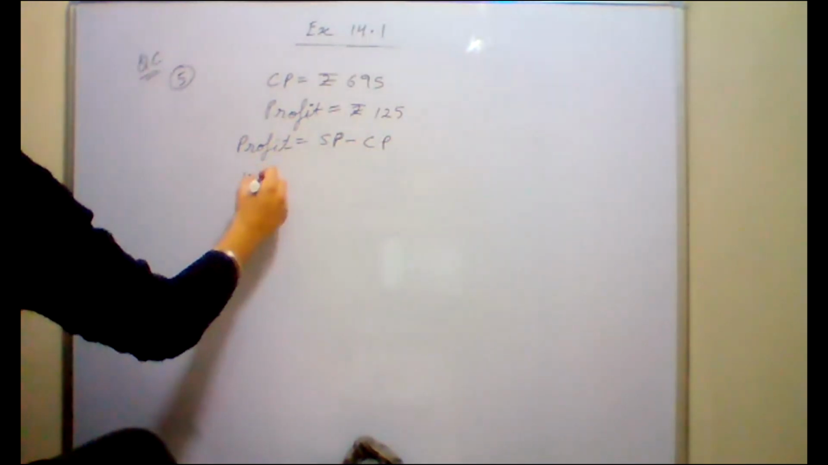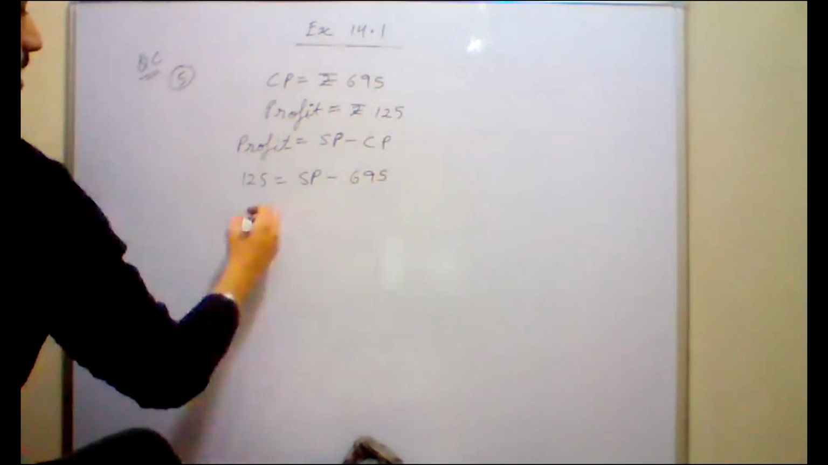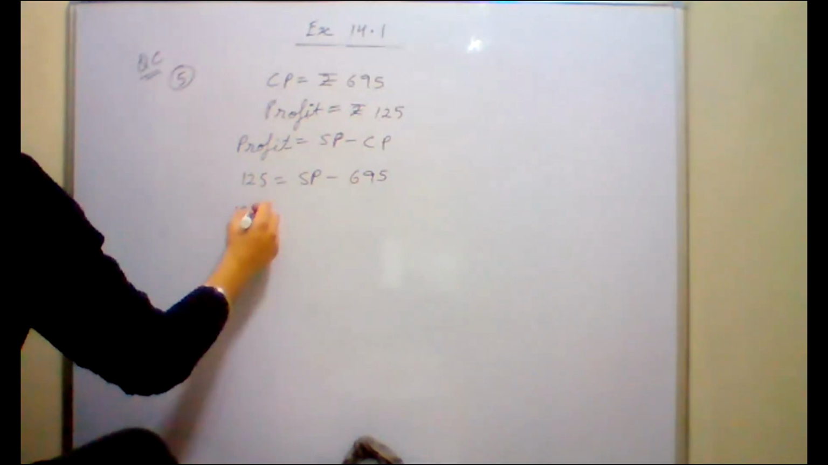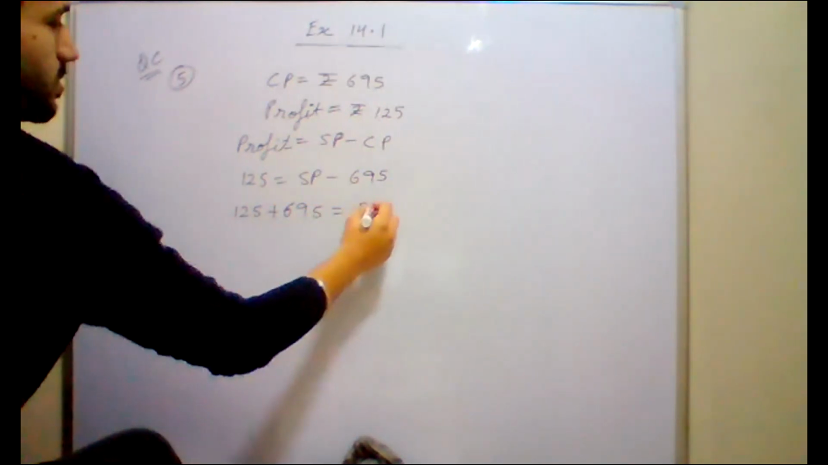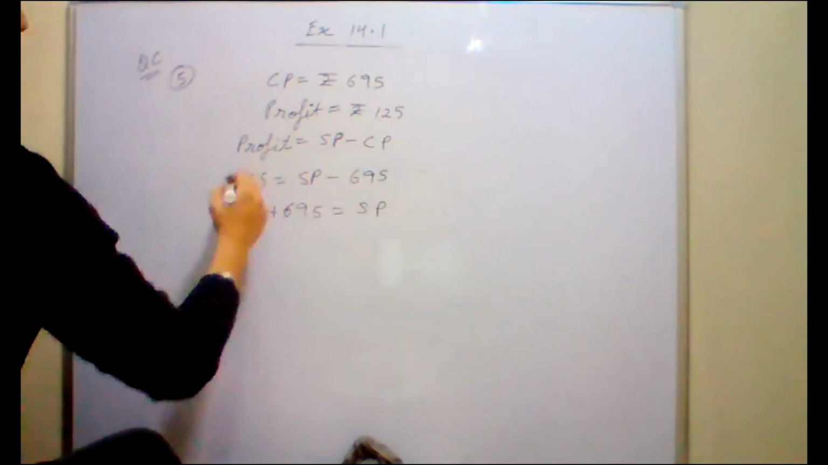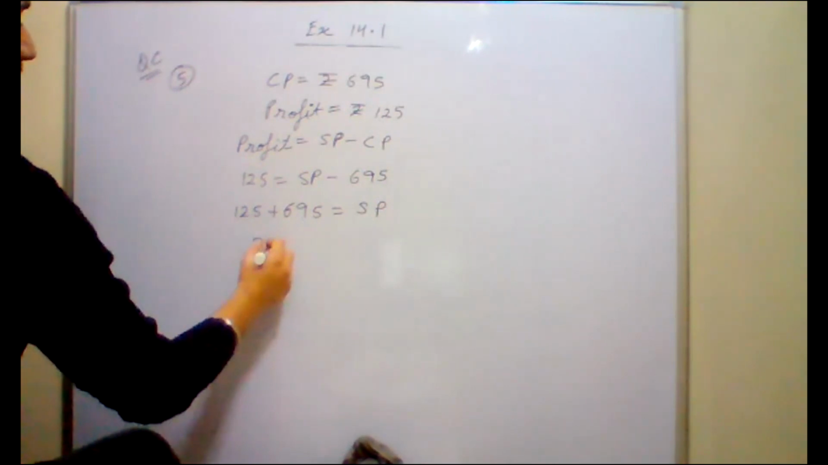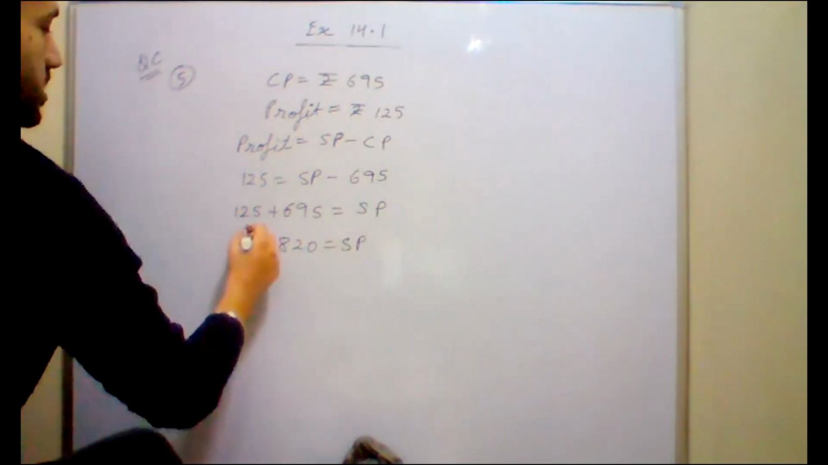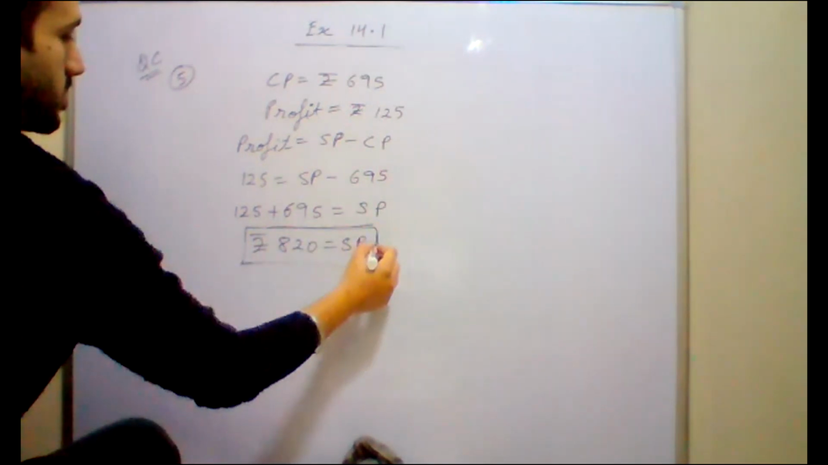Put the values. 125 is equal to SP minus 695. So take this 695 to LHS. 125 plus 695, nothing else to do, is equal to SP. Just take 695 to the LHS. 125 plus 695, the sum is rupees 820, equals the selling price. This is the answer. Clear?